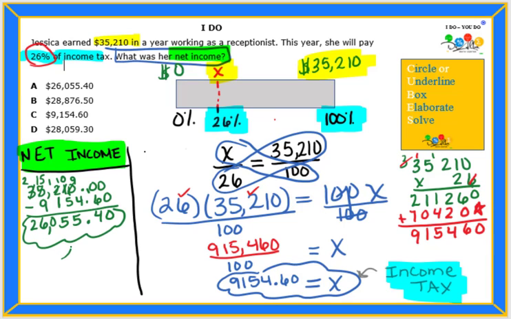And this right here is our net income. The amount that Jessica actually got to use after taxes. So when we look at our answer choices, our answer choice that matches is A. So Jessica's net income was $26,055.40.